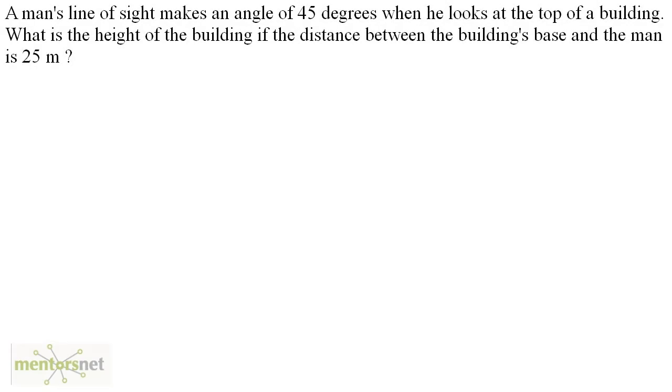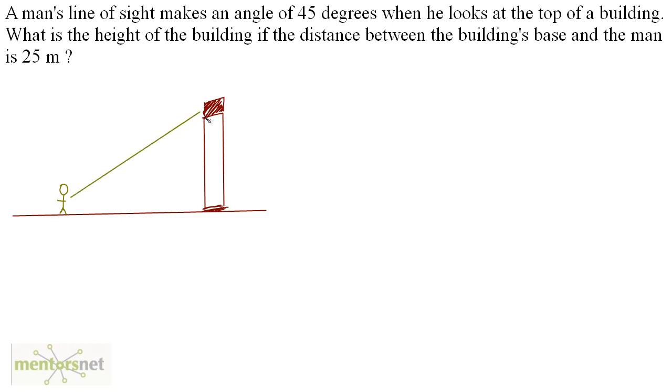A man's line of sight makes an angle of 45 degrees when he looks at the top of a building. What is the height of the building if the distance between the building's base and the man is 25 meters? Let us say that this is the building standing here and the man is standing here on the ground, right? Now the man's line of sight makes an angle of 45 degrees when he looks at the top of a building. Well, the angle of elevation here is 45 degrees.